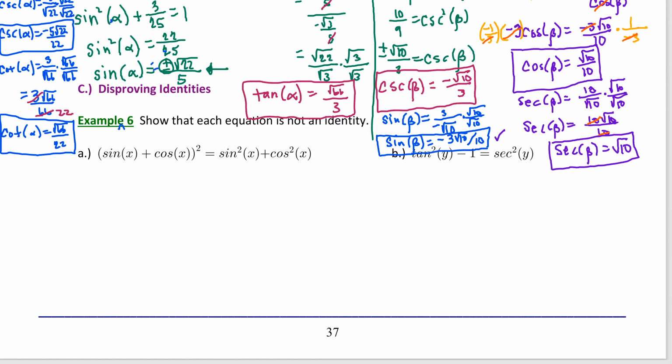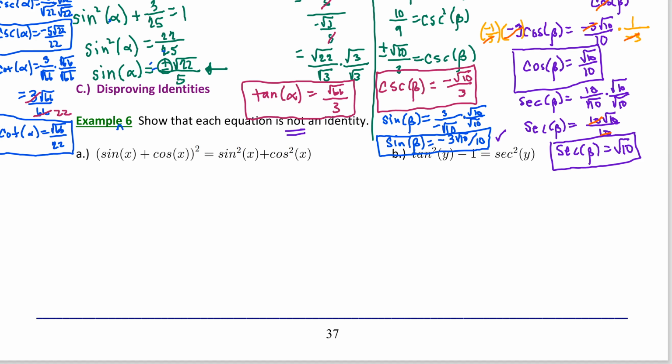In example 6, we want to show that each equation is not an identity. Let's begin by simplifying both sides of this equation. On the left, we can rewrite that as the product of two binomials and then carry out the FOIL process. So I'm going to write the left side as sine of x plus cosine of x times an identical factor, sine of x plus cosine of x. Now, to show that I'm testing the fact that this is an identity, I'm going to put a question mark above my equals. I don't know if this is always true.